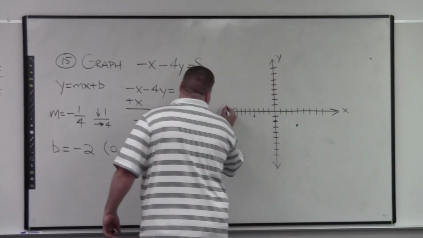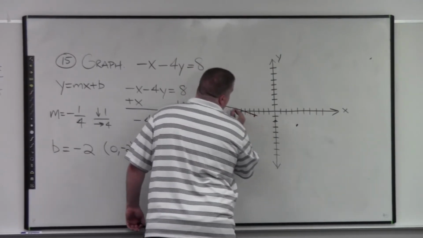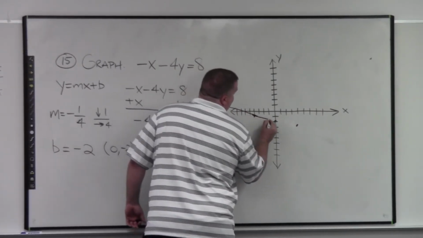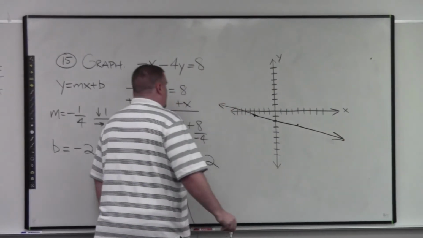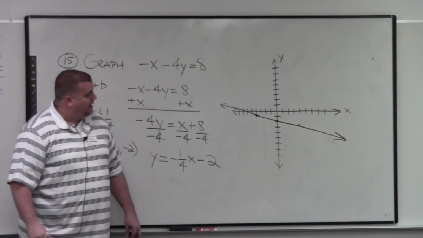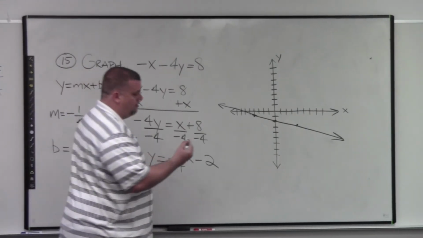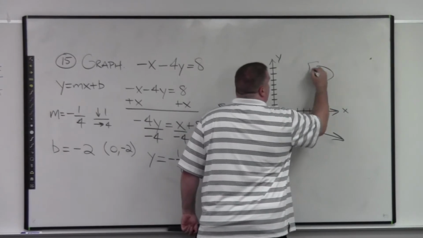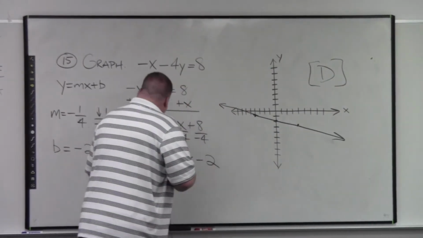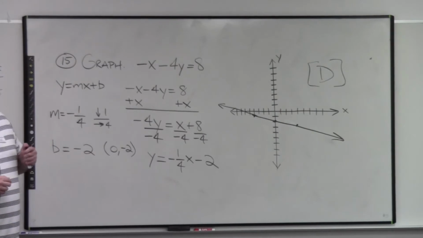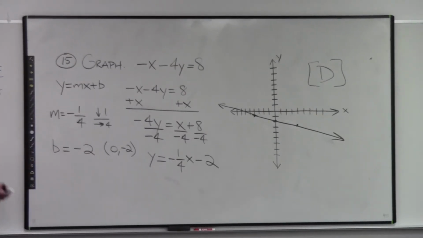If I draw a line through my points, or attempt to draw a line through my points, we get this graph here, and it's going to match which answer choice? D. D as in dog. Any questions on that one? Yeah, I'm standing in front of all the answers. Any questions on 15? Ready for 16 then?